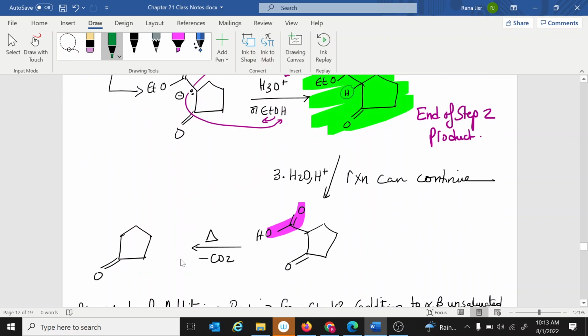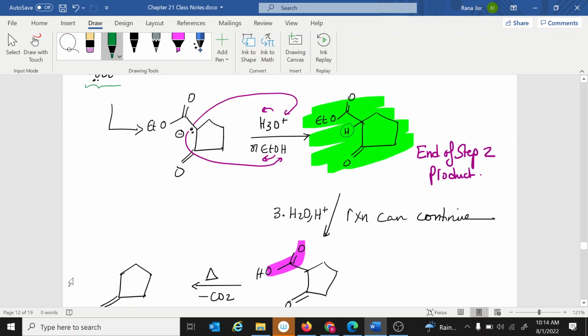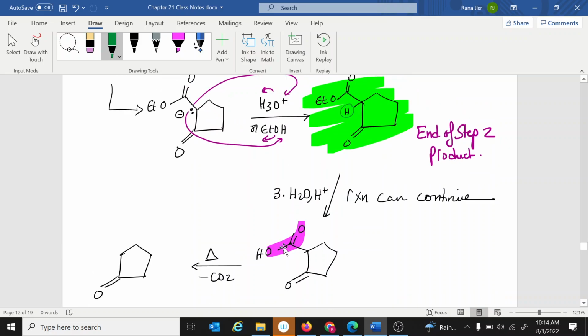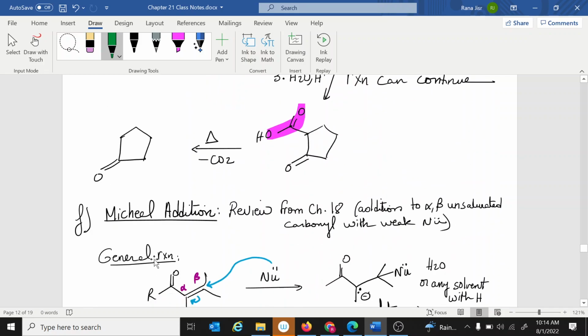You can add to the reaction, as always, because I do have an ester, so I can hydrolyze the ester in presence of an acid, make it a carboxylic acid, do heat, take the carbon dioxide out, and I'm going to end up getting my product in there. Okay?